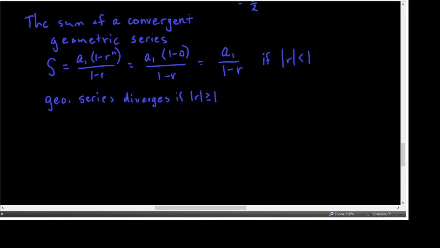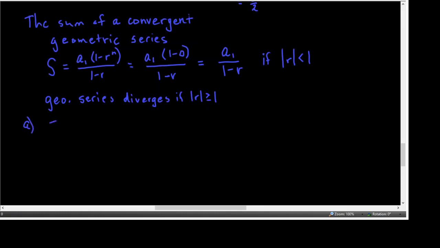All right, so that's another formula. S equals a sub 1 over 1 minus r, first and last thing in that row up there, when the absolute value of r is less than 1. That's a formula you need to commit to memory as well. Okay, let's do an example or two.